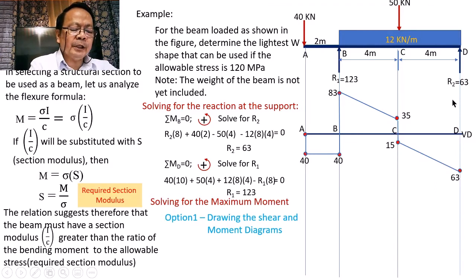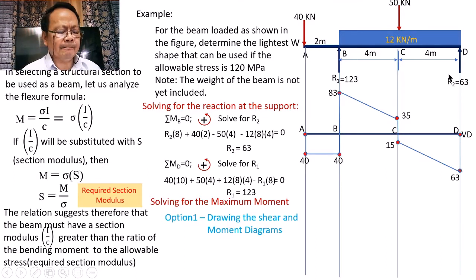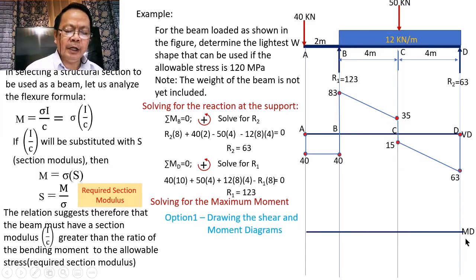And then from 63, dagdag ko itong reaction na 63 din. So mangyayari 0 siya, and it will close therefore at 0 by that vertical line. So yan yung ating shear diagram. And then after we have computed for the shear diagram, masolve na natin yung moment diagram. So yung moment diagram, drawing ko dito, it is our moment diagram.